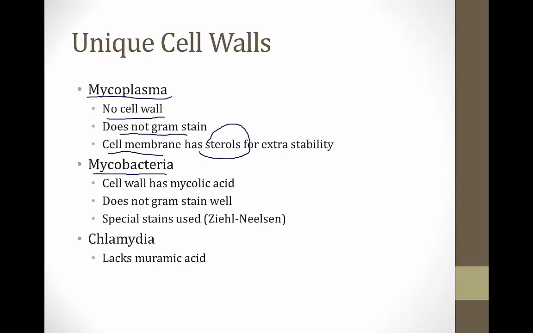Mycobacteria are bacteria like tuberculosis or Mycobacterium leprae, which causes leprosy, and these bacteria have cell walls with mycolic acid. That's why they're called mycobacteria. They don't gram stain very well, and we use special stains like the Ziehl-Neelsen stain in order to identify these bugs, and that's because they have unique cell walls that aren't going to take up the gram stain. And then finally, chlamydia, which can cause sexually transmitted disease and some other infections, lacks muramic acid in its cell wall, so it also does not gram stain very well and has a unique structure for its cell wall.